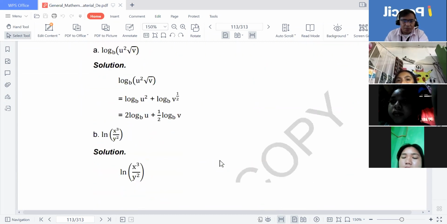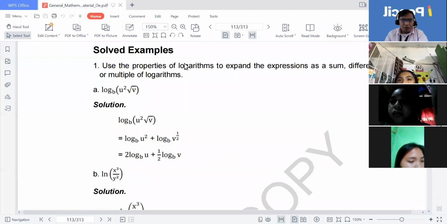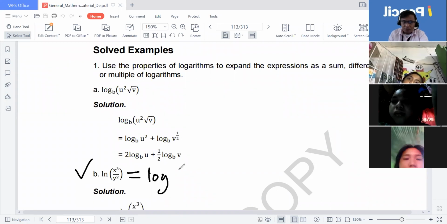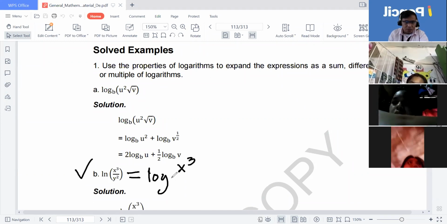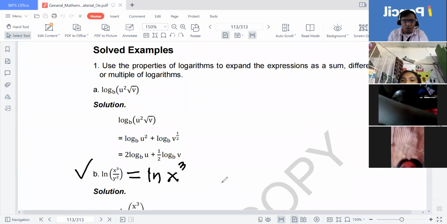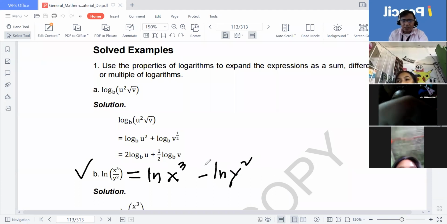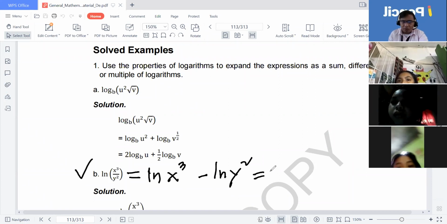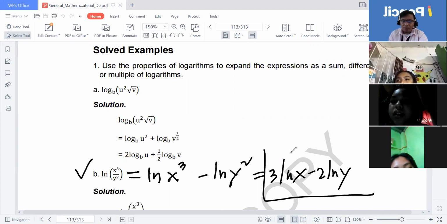It's very simple. Okay. If we consider the next one, if you're going to expand it, since it is a quotient, they are subtracted. It will be now log of x cube, ln also, base e. Ln of x cube minus ln of y squared. Right? The exponent can be written beside it. It will be 3 ln of x minus 2 ln of y. And that is your answer.